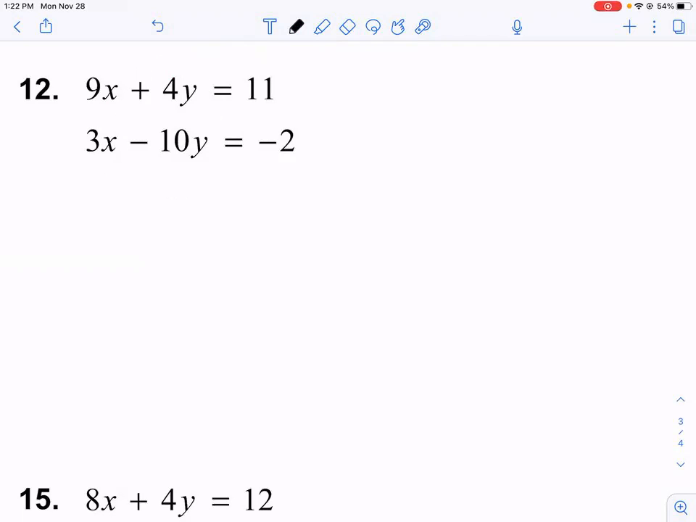I just want you to think about how we would make the x's opposite versus how we would make the y's opposite. And how about you just have a conversation with your neighbor about what you think is going to work better? You have to multiply by -9.